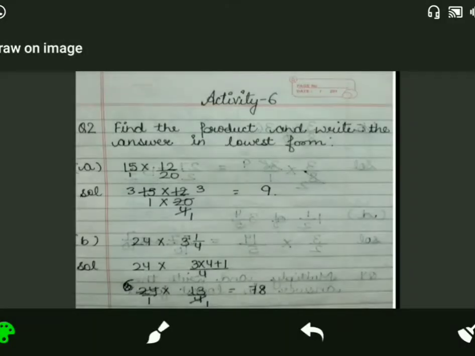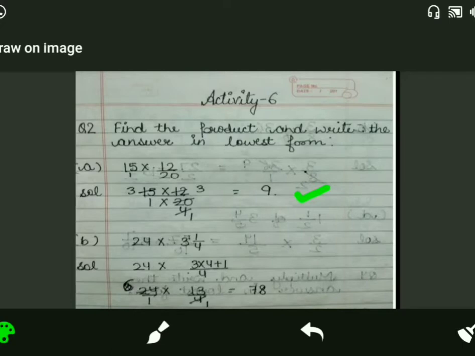Now downward 4 comes. Now you have to see 12 and 4 come in which table? It comes in the 4 table only. 4 1s are 4, 4 3s are 12. So I have cut 12 and in place of 12 I have written 3. Now 3 3s are 9. So the answer will be 9 here. Clear? Now students, we do B part.